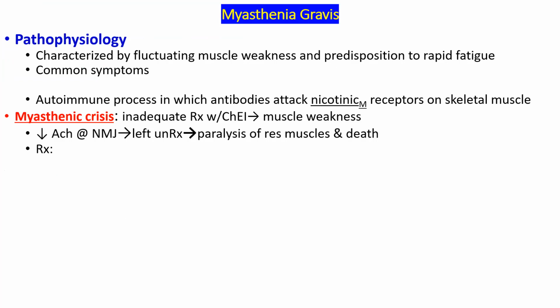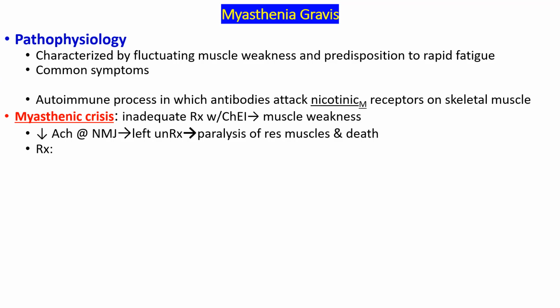Myasthenia gravis is a neuromuscular disease characterized by fluctuating muscle weakness and predisposition to rapid fatigue. So a patient will be extremely exhausted and fatigued from minimal activity, and common symptoms will be ptosis, drooping of the eyelid, dysphagia, difficulty swallowing, and weakness of the skeletal muscle.